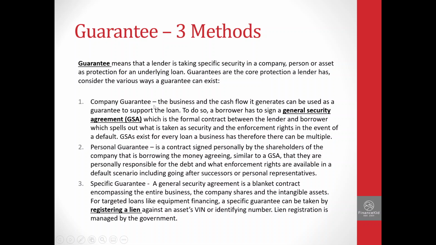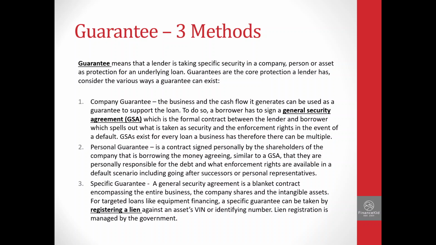So we talked about the company. So if the business generates cash flow, you can take the guarantee of the business. Now, to do so, a borrower has to sign a general security agreement. So, guarantee is kind of the word that we use, but what does a guarantee actually mean? Well, it's essentially a legal document that a borrower has to sign, which is called the GSA, the General Security Agreement. And it's the formal contract between the lender and the borrower, which spells out essentially the security that I as a lender have, the rights that I have if you're in default, and the rights that I have to kind of set rules in place for you as the borrower.